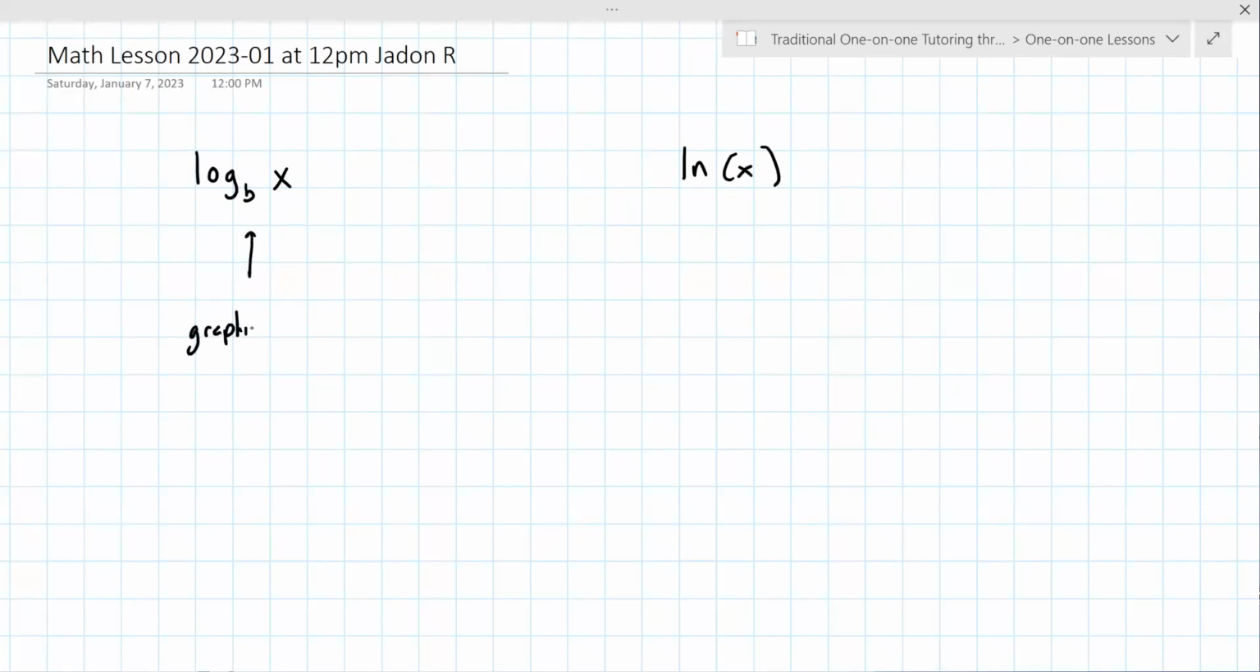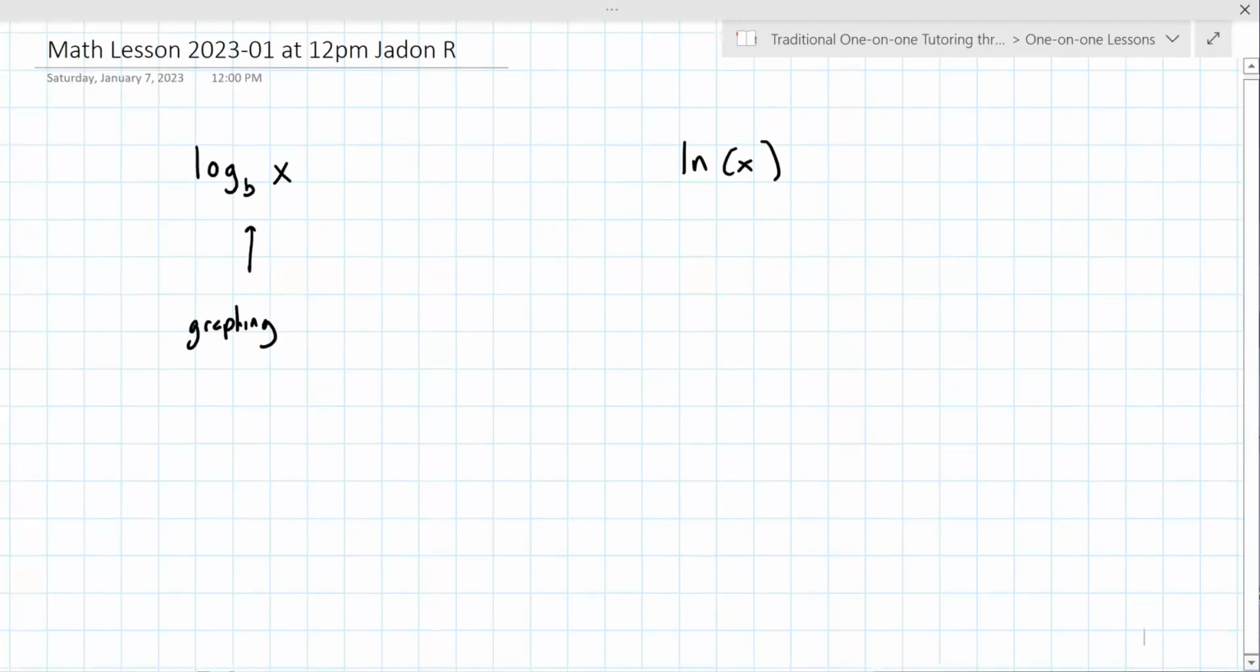Oh wait, sorry, it's not logarithmics. It's actually sine and cosine. Okay, good to know, because they're very different. All right. Okay. This is a popular lesson I get: sine and cosine.